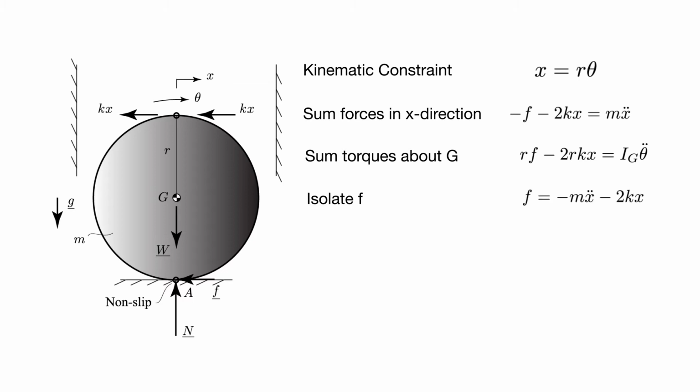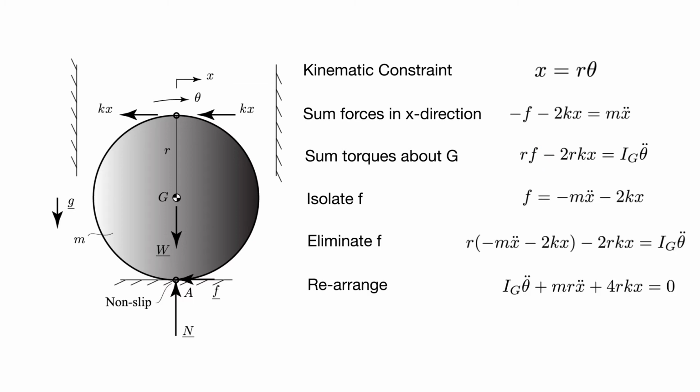We isolate the unknown friction force and substitute it into the equation summing torques. Rearranging, we get this. Substituting in the kinematic constraint, we get the equation of motion in theta.